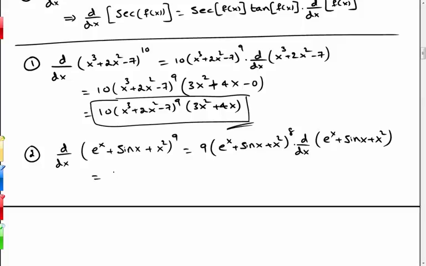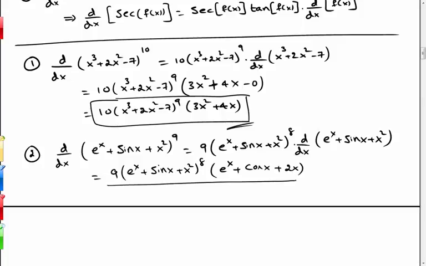And this in turn is 9 times e to the x plus sine x plus x squared, that quantity raised to 8, times the derivative of e to the x, which is e to the x, plus the derivative of sine x, which is cosine x, plus the derivative of x squared, which is 2x. There we go. We are done.